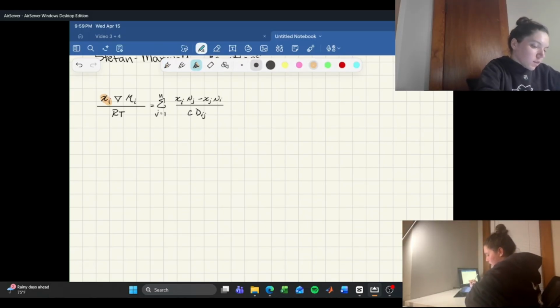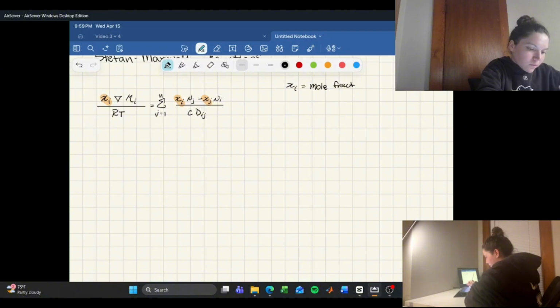the xi. These are like in the last video, this is going to be the mole fraction of component I or component 1 of the two components in this mass transfer equation.